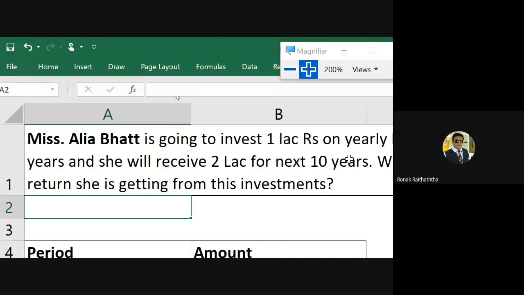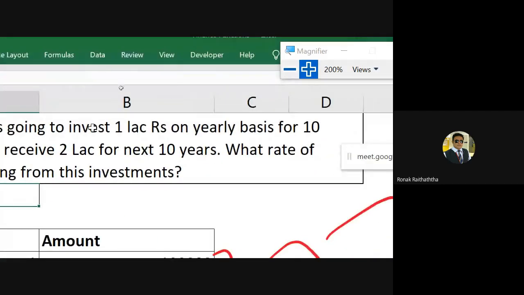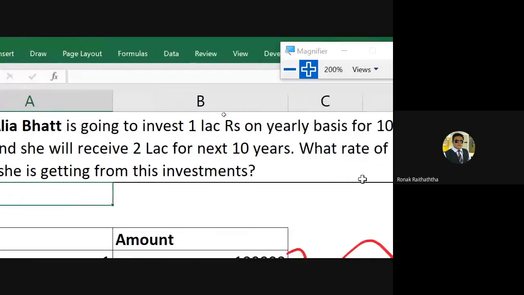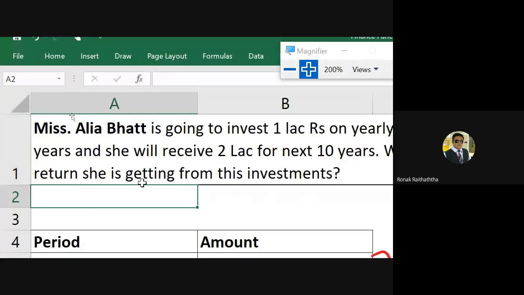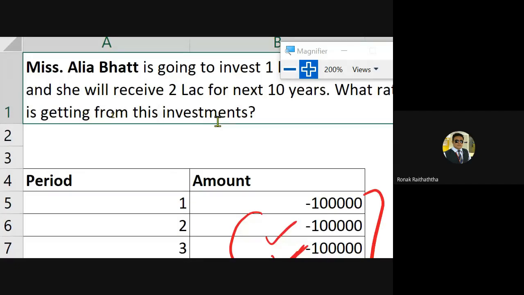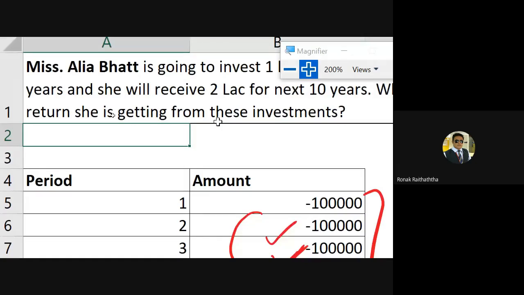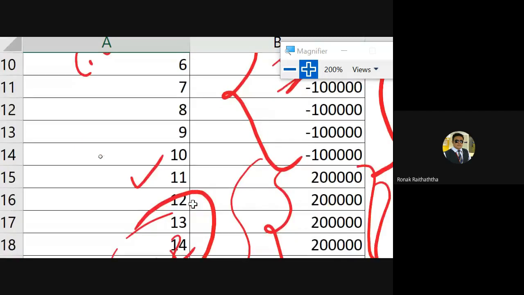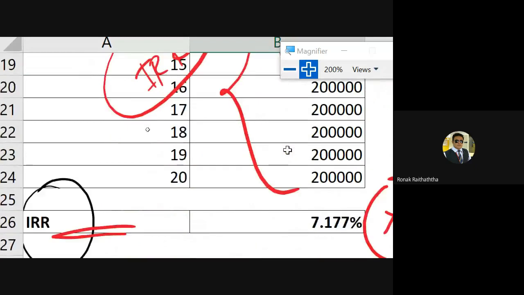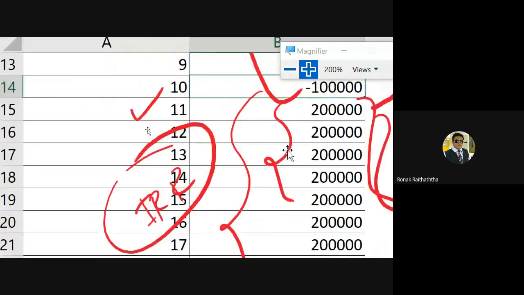Start reading this question first of all. Miss Alia Bhatt is going to invest 1 lakh rupees on yearly basis for 10 years, and she will receive 2 lakh rupees for the next 10 years. What rate of return is she getting from this investment? Let me fix the small grammatical mistake: this investment. Pressing enter. So based on periods, we have the amounts realized. For the first 10 years, it would be minus 1 lakh. For the next 10 years, it's plus 2 lakhs.